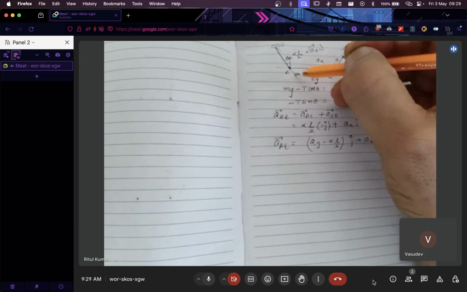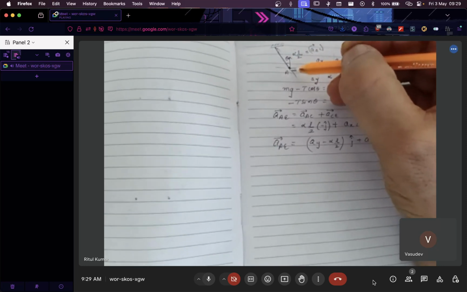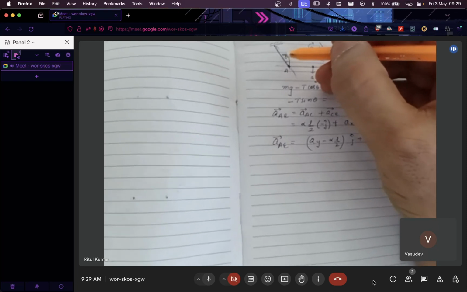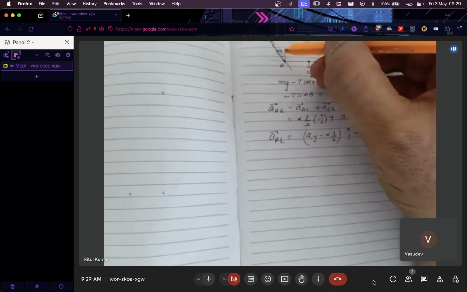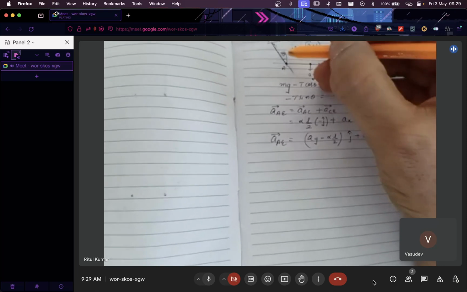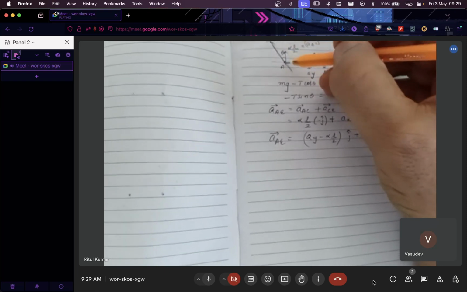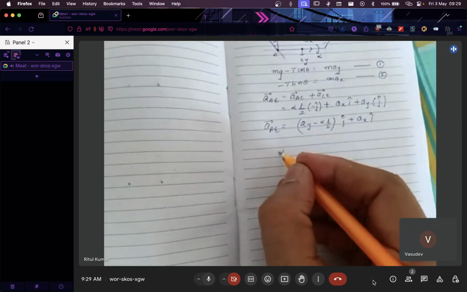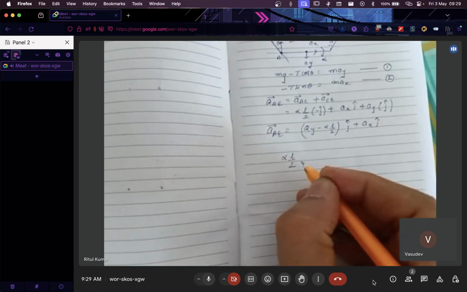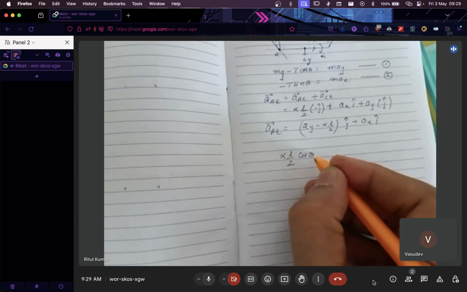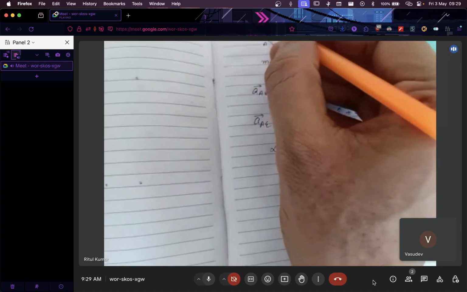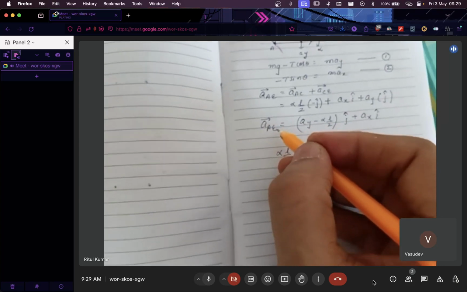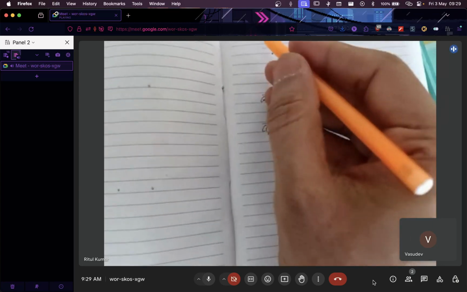In this direction, there will be no acceleration till the time the string is not getting slack, breaking, or ruptured. So in this direction, acceleration must be zero, right? If it is zero, what do we get from here? Alpha L by 2 cos of the angle theta, the component in this direction of alpha, or A, or we can write a capital A component along the string, right?